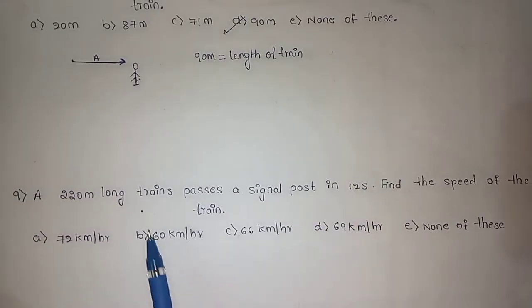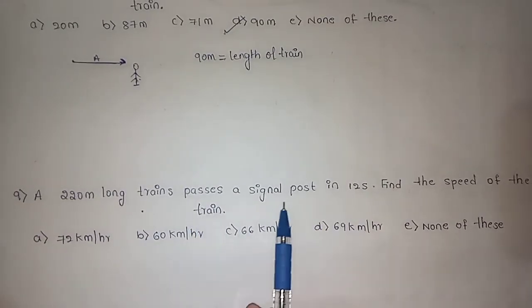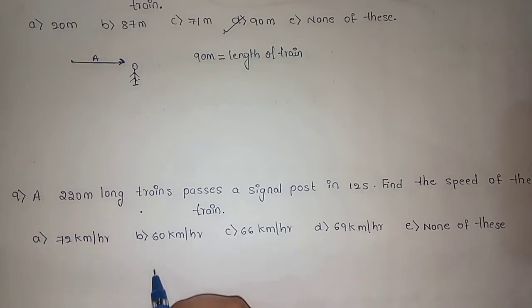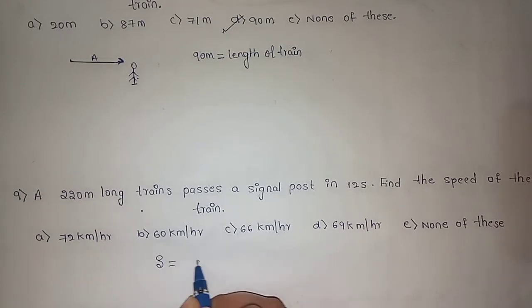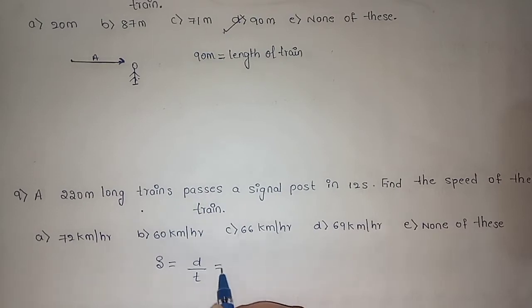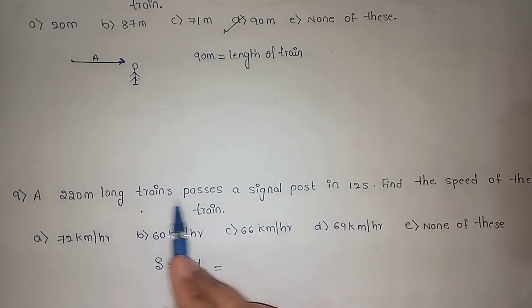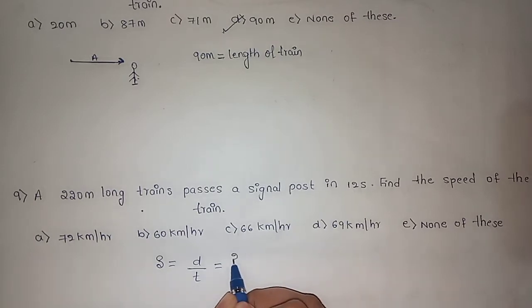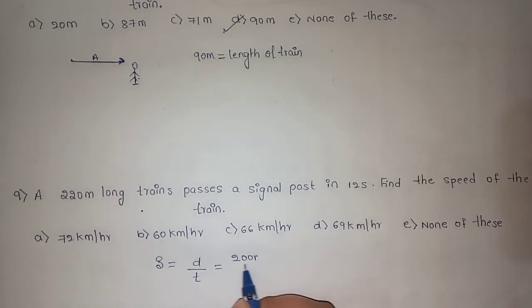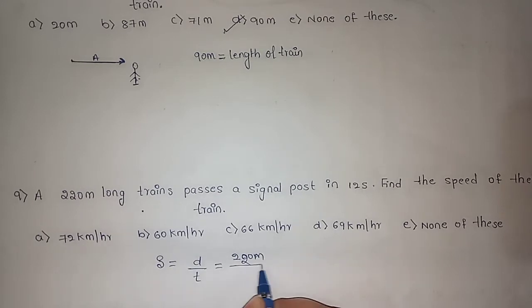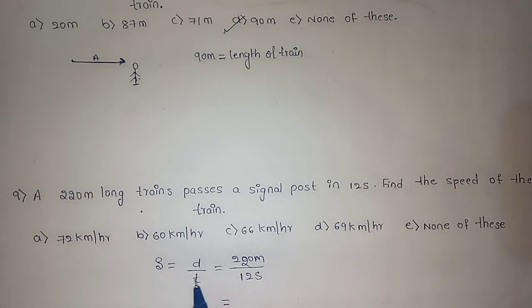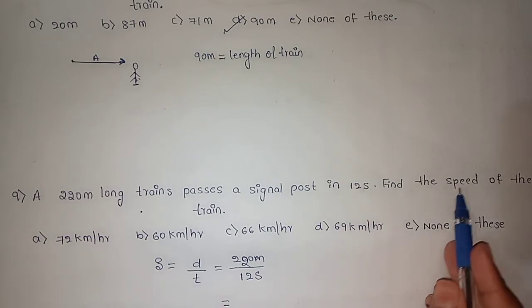Then 9th question. A 220 meter long train passes a signal post in 12 seconds. Find the speed of the train. As you all know, speed is distance by time. Here a 220 meter long train passes a signal post in 12 seconds. So distance is 220 meter by 12 seconds. They asked us to find the speed of the train.